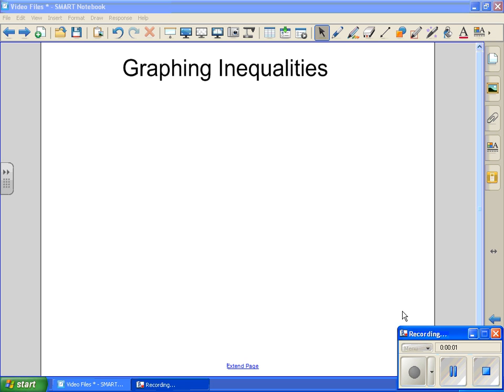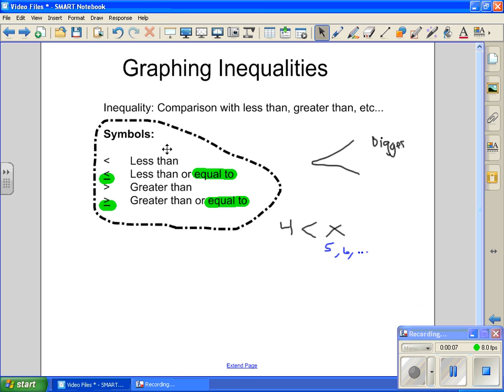Now I'm going to talk to you about graphing inequalities. Quick recap about what inequalities are. Remember, inequalities are just comparisons with less than or greater than. The bigger side is always the open side. And these symbols, remember, if it's equal to, there's a line. Equal to, think the line.